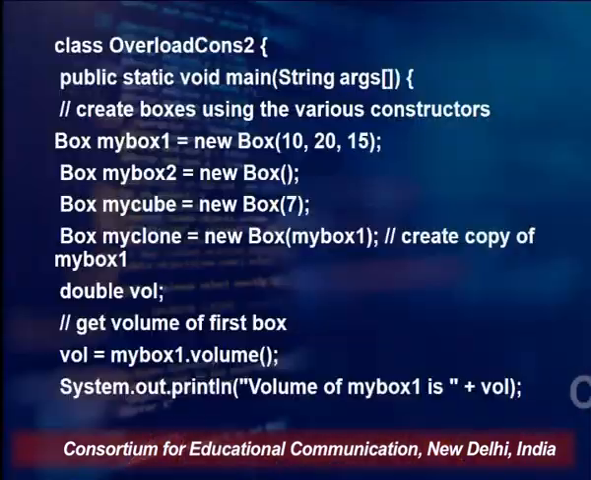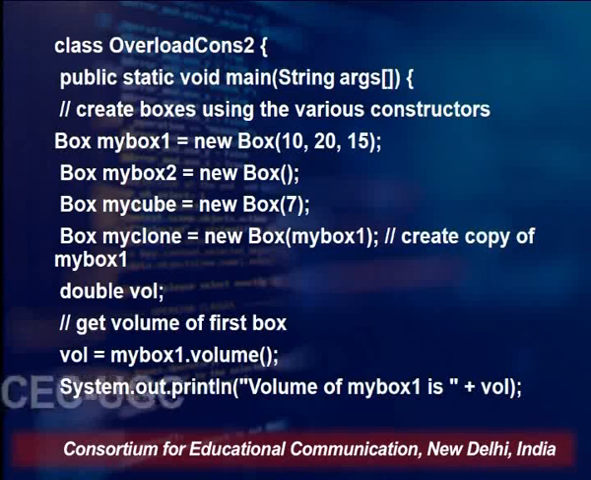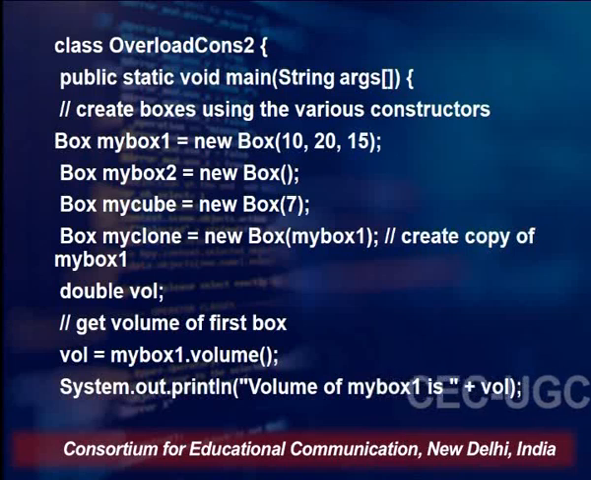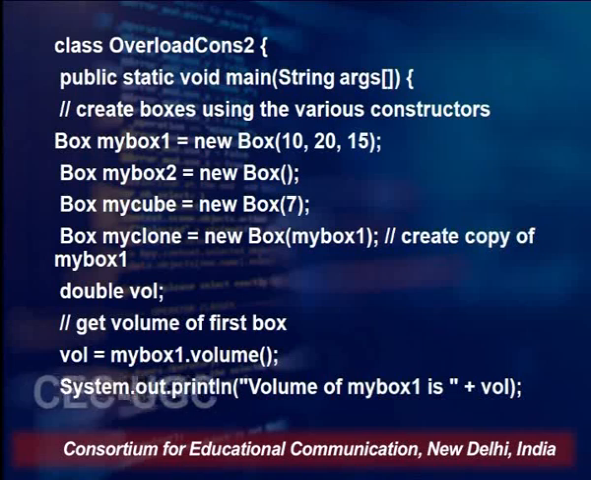Now in order to use this, we will be taking a main function within a class, and let's see what we are going to do with all these constructors. So here we will be creating boxes using all these constructors, and how are we going to do that? Let's see that. So we have Box myBox1 is equals to new Box 10 20 15. This is a familiar statement to us. This is actually calling the parameterized constructor with 3 variables.